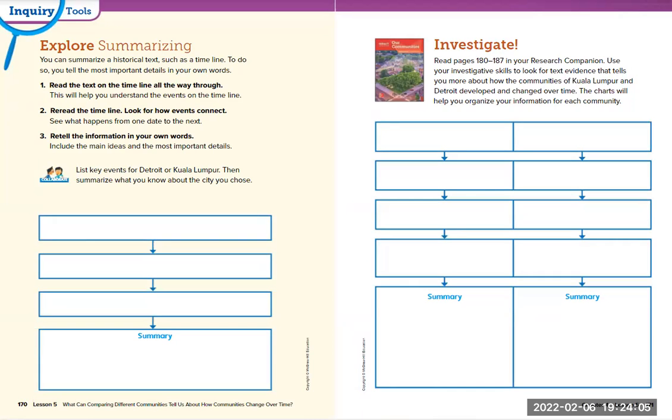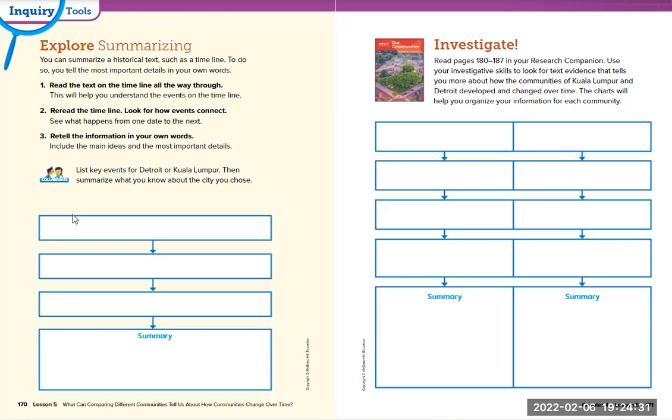Then another detail that I noticed was that the British took over the city of Kuala Lumpur and created the Malay states. But then almost 100 years later, I believe, in 1957, Malaysia got its independence from Britain.